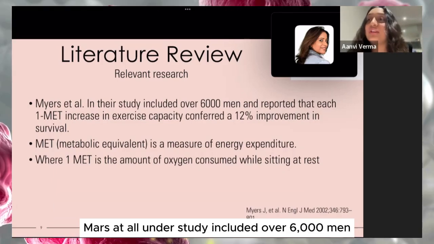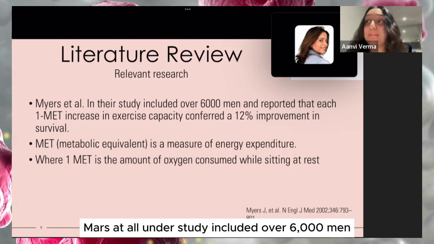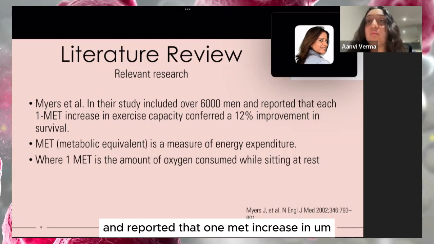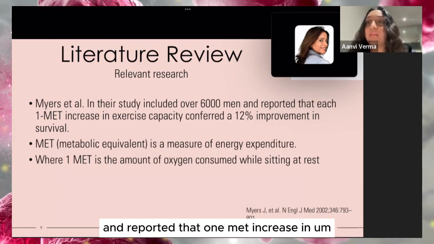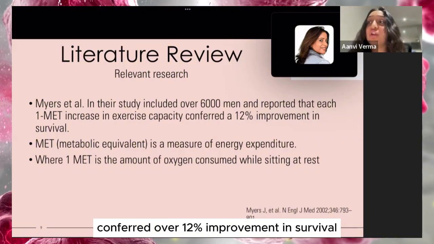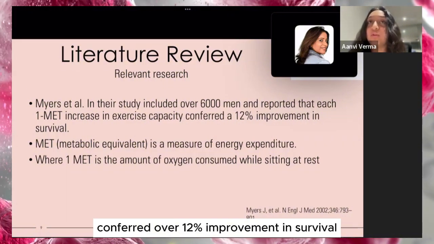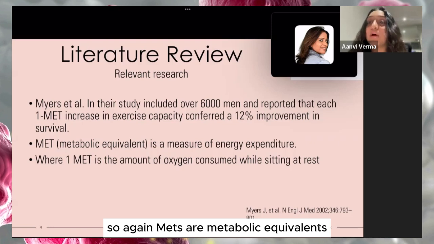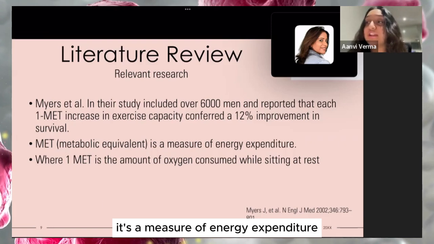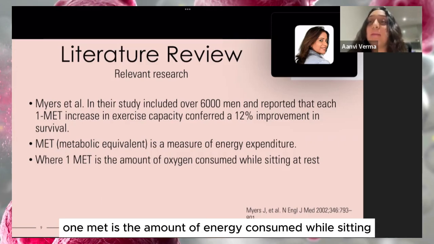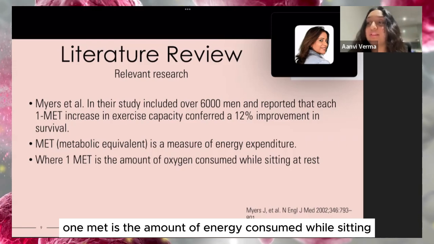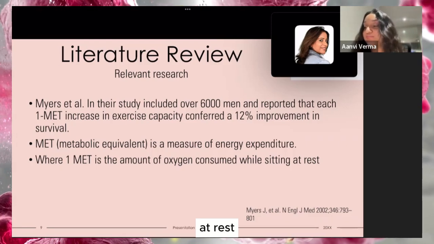All right, so onto the literature review. Myers et al., in their study, included over 6,000 men and reported that 1 MET increase in exercise capacity conferred over 12% improvement in survival. Once again, METs are metabolic equivalents. It's a measure of energy expenditure, and 1 MET is the amount of energy consumed while sitting at rest.